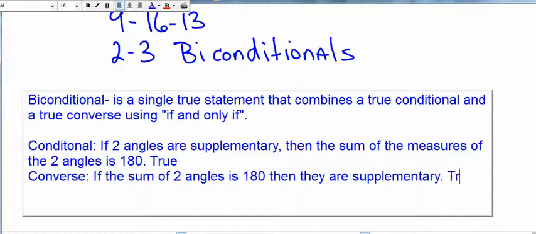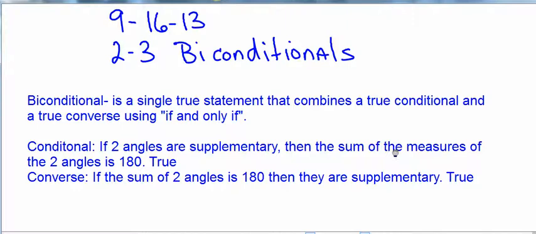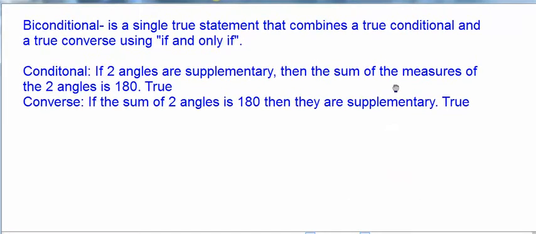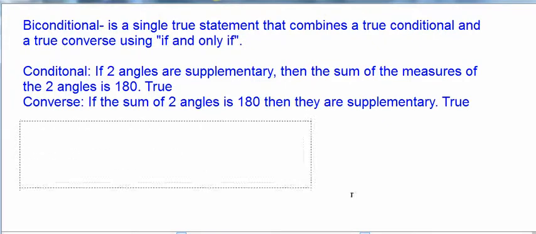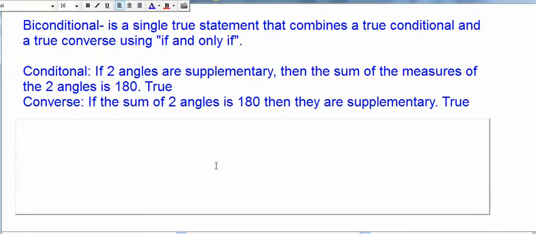It's true. Very good. So now, what you've got is that a biconditional is a single true statement that combines a true conditional and true converse. We've got a true conditional, right? We've got a true converse. They each have a hypothesis and a conclusion. So what we're going to do is combine them, and we're going to use the words. What words are we going to use? If and only if.